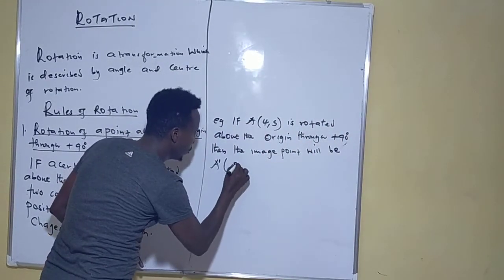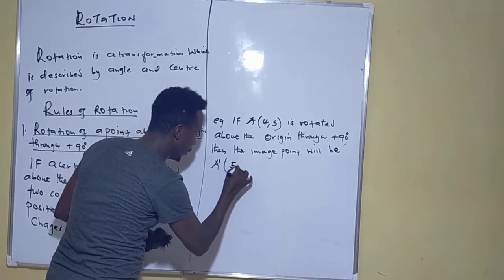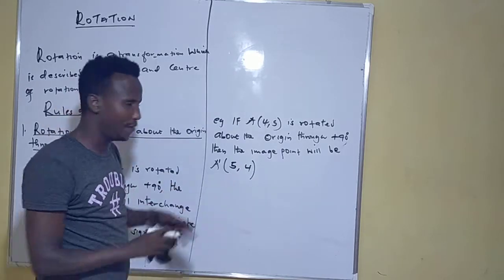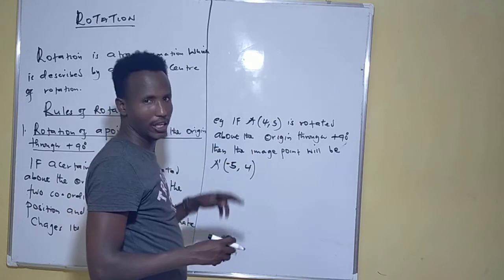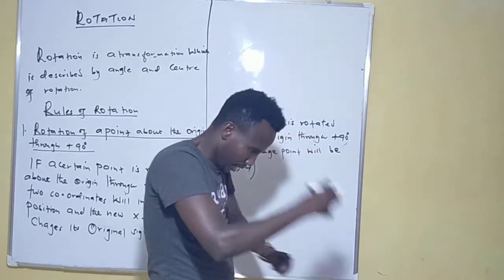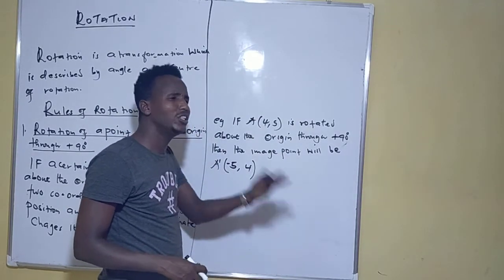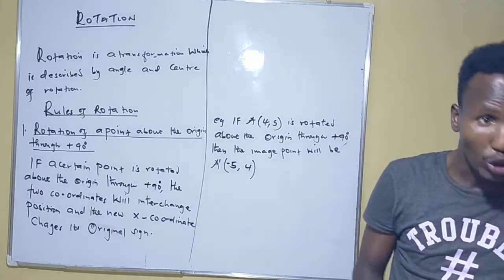That will be 5. Let's write first. That will be 5, 4. Where is our new x coordinate? 5. It will change its original sign. So it will take negative. Because originally it was what? It was the y coordinate and it was positive. So after interchanging, the new x coordinate will be 5, but it will change its original sign.